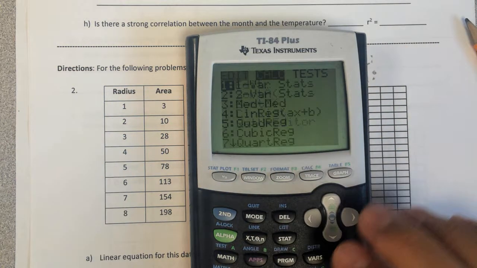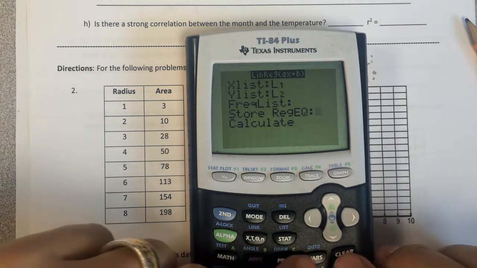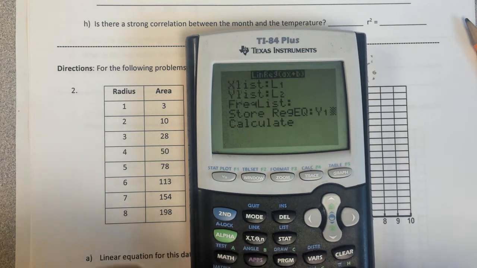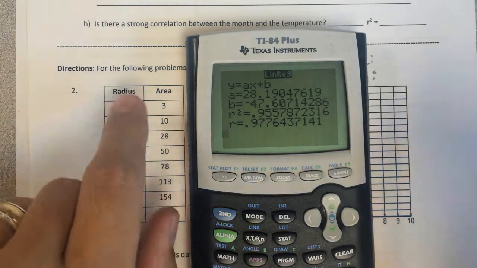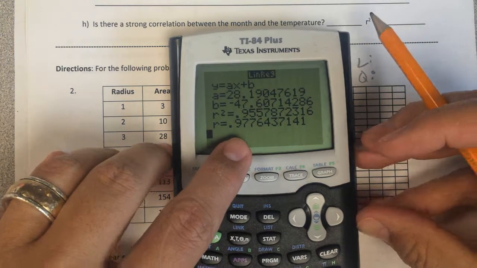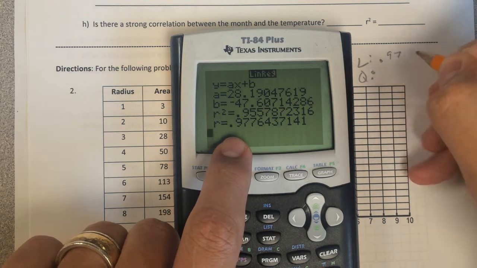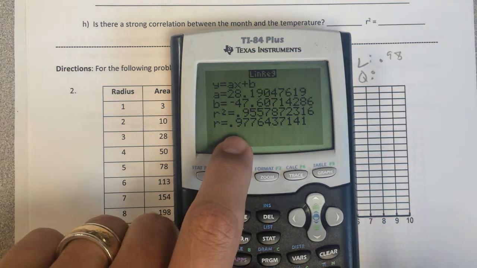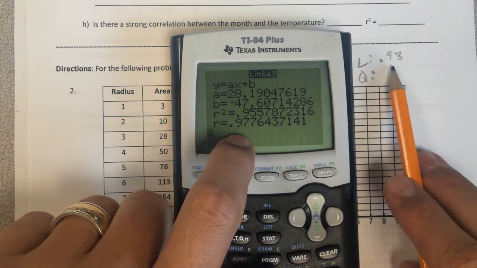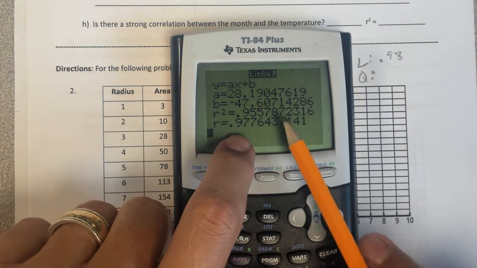Alright, stat, calculate. Let's do the linear first. I'm going to store these in there so we can see it. Press the vars key, y vars, over, down to function, y1. Okay, here's my equation. I'm not going to worry about getting the actual equation right now. But my r value is 0.97, 0.98 if we round it. That's a very strong linear correlation. This linear thing will predict the future points very, very well.